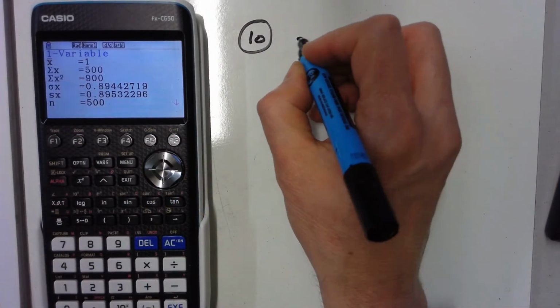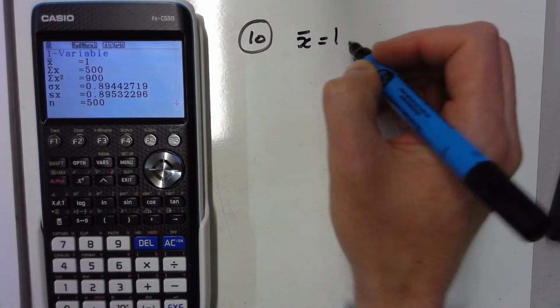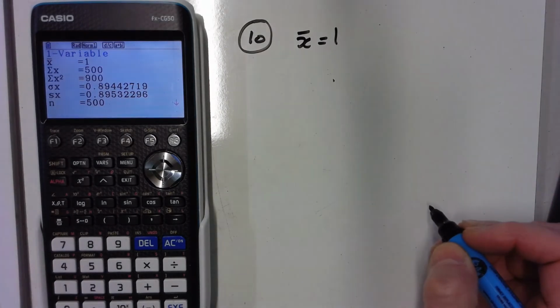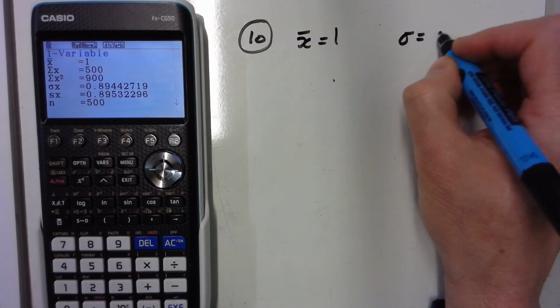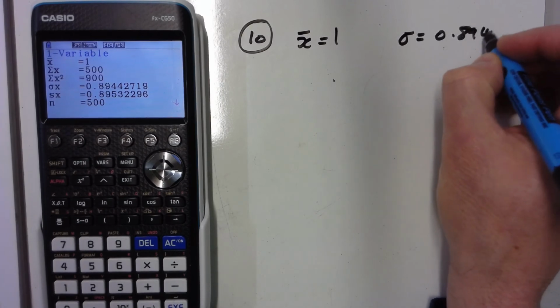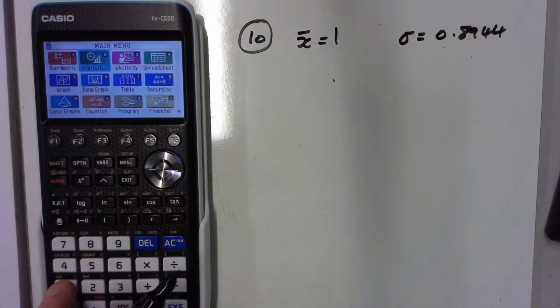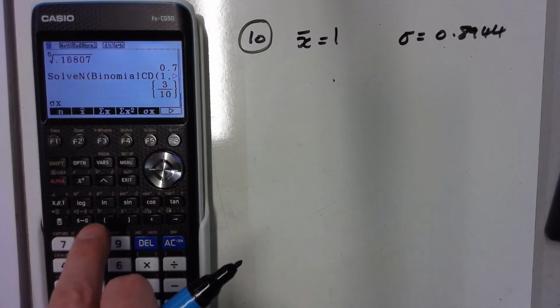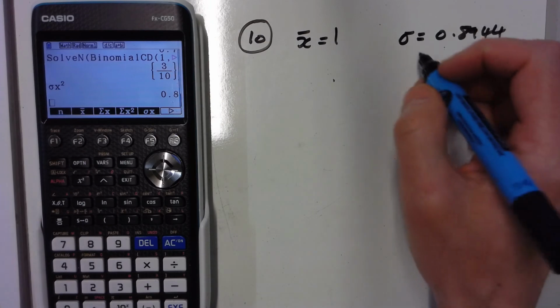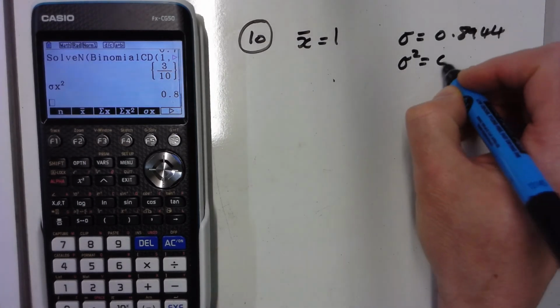It tells us that the mean is 1. And also the variance, so the standard deviation here is 0.8944. And if I square that, that will give me my variance is 0.8.